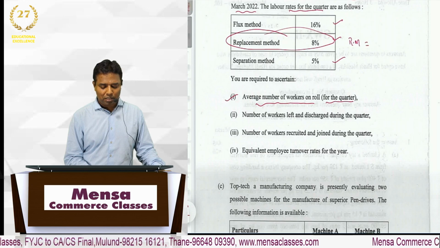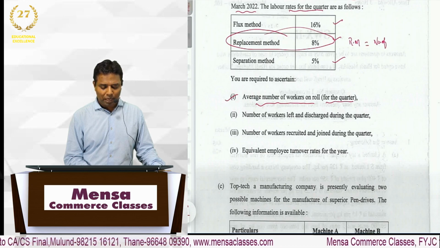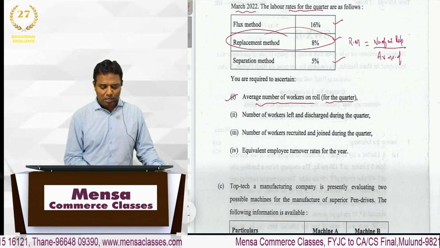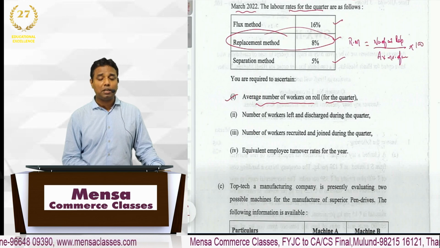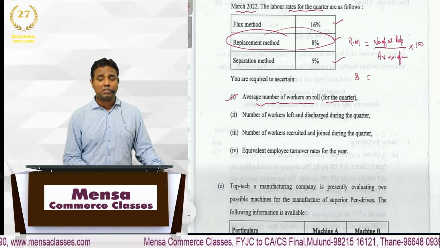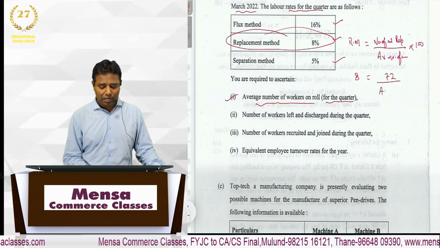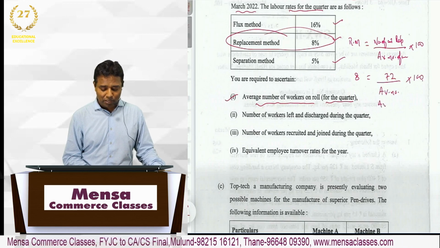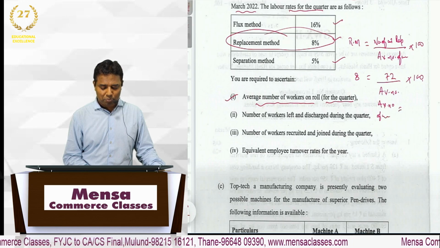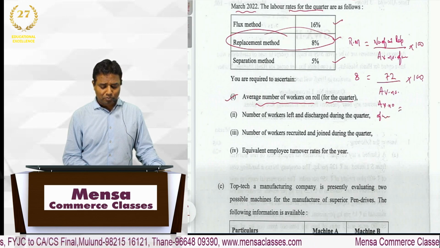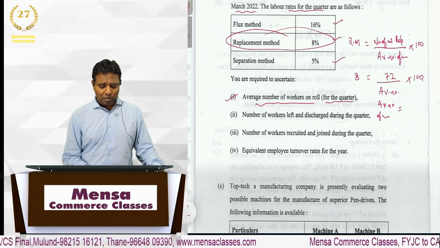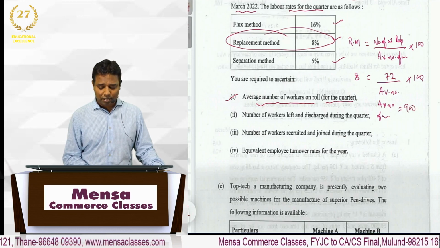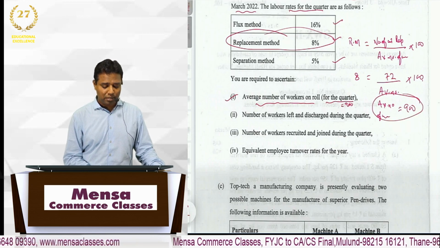The replacement method formula is number of workers replaced upon average number of workers into 100. We know the replacement percentage is 8%. Number of workers replaced is 72 upon average number of workers into 100. So cross multiply: the average number of workers comes to 900. So we got the answer 900, right?